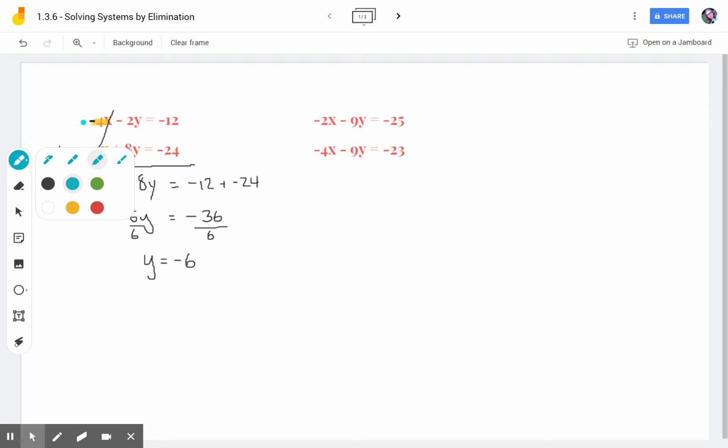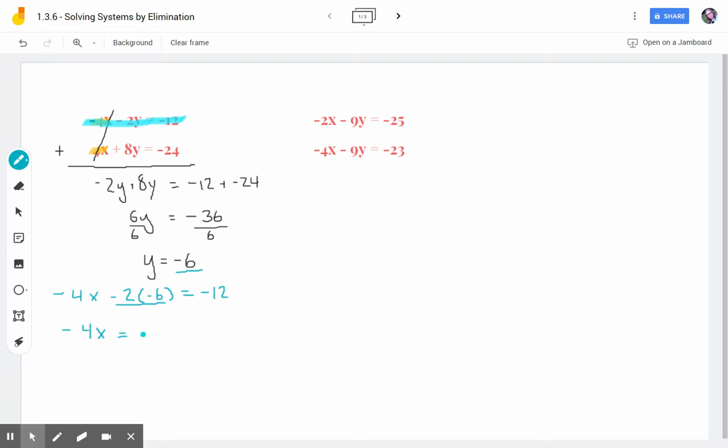So I am going to use this first equation here, negative 4x minus 2y equals negative 12. And I'm going to substitute into that y equals negative 6. So negative 4x minus 2y, so minus 2 times negative 6 is equal to negative 12. And if we multiply this together, we've got negative 4x plus 12. Negative 2 times negative 6 becomes positive 12, equal to negative 12.